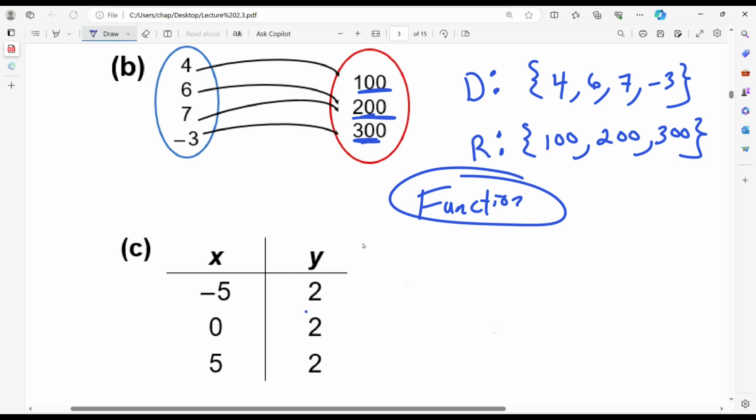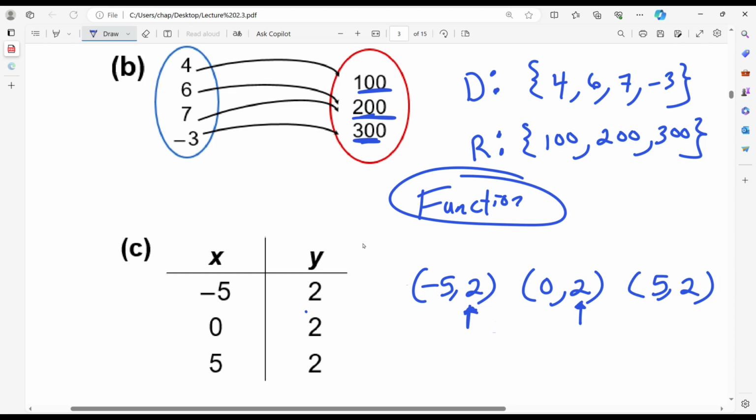In part C, this is the points (-5, 2), (0, 2), and (5, 2). Now, is this a function? It actually is a function. We have -5 goes to only one output, 2. We have 0 goes to only one output, 2. We have 5 only goes to one output, 2. So we have one output for each input, and therefore this is a function. We might have the same output, but that's okay because there's only one output for each input.